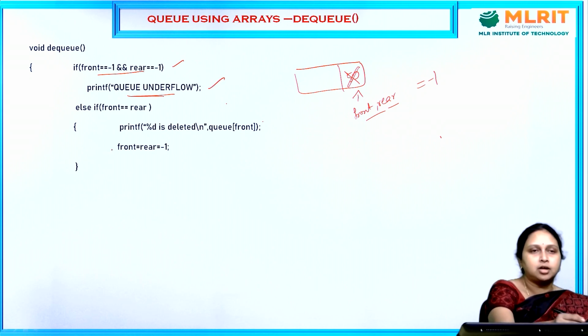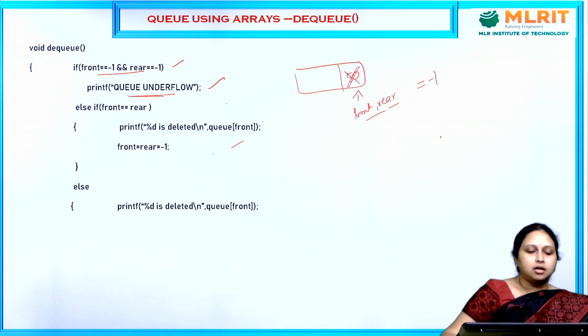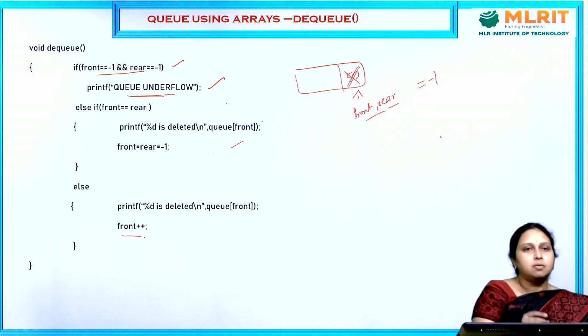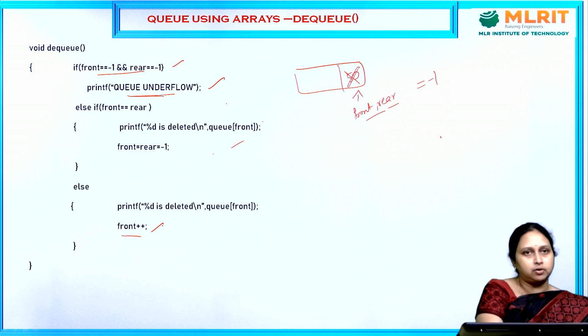If front equal to rear also, and I delete the last element, then it will go for the underflow condition. And the last case is, if I want to delete elements one by one, in that case I need to increment the front value by 1. By using front only, we delete the elements from the queue. So by using front plus plus, we are going to delete the elements.